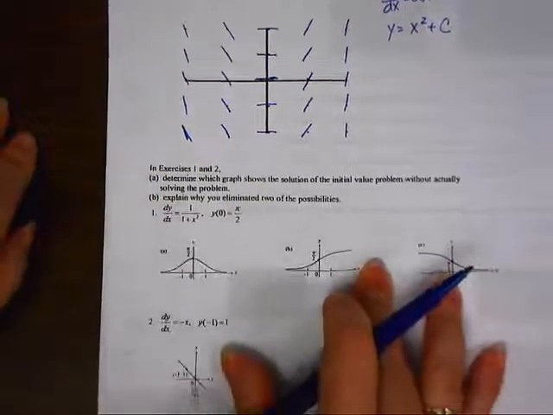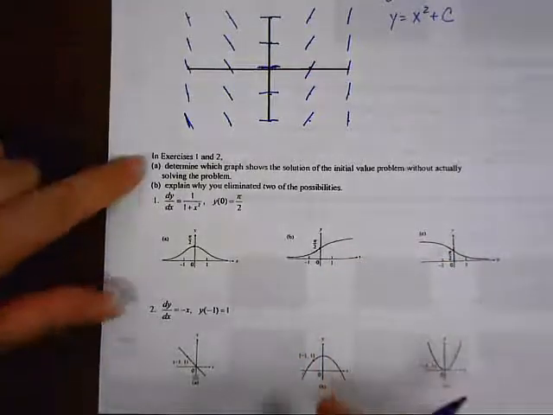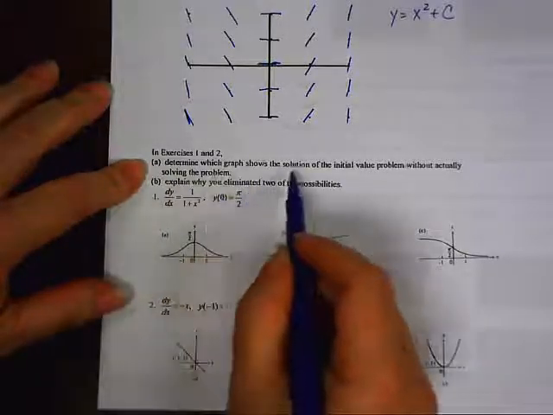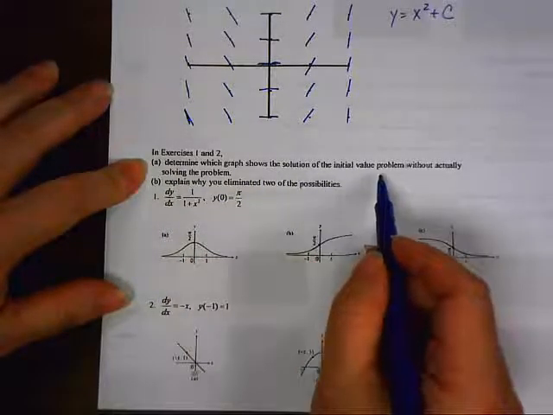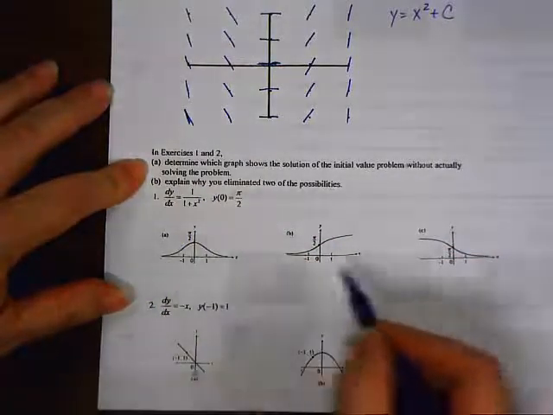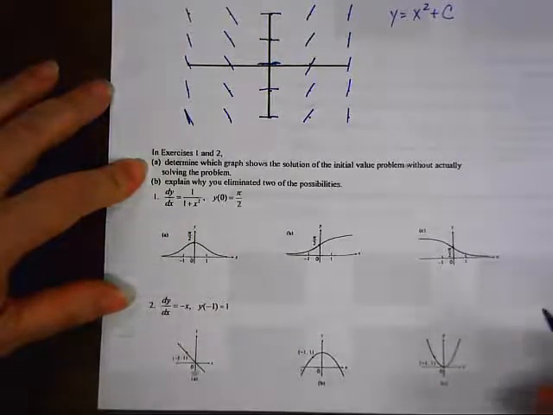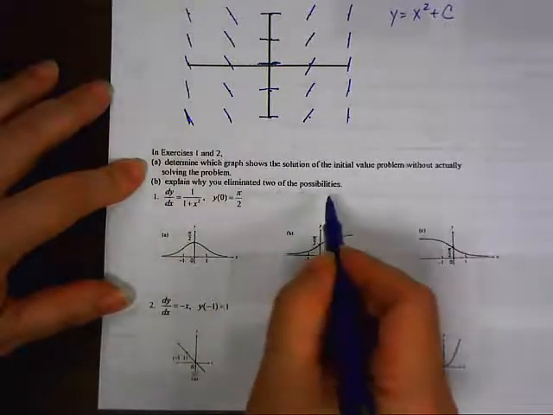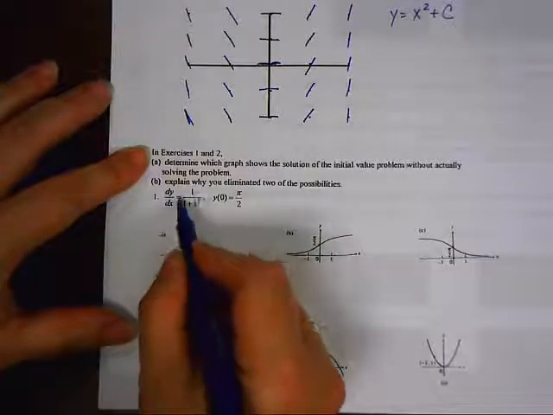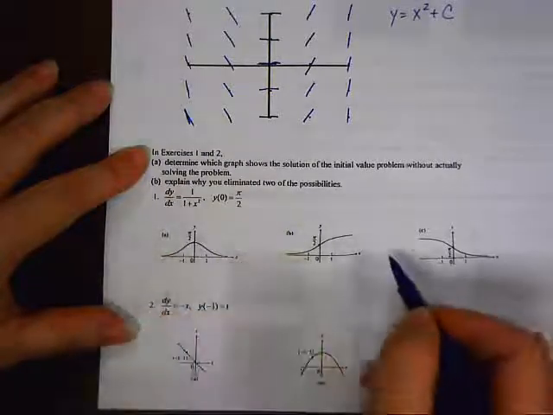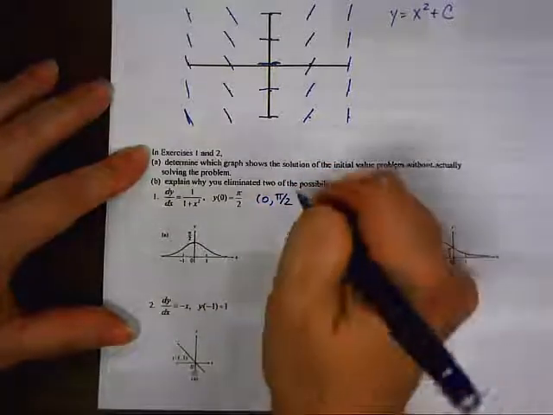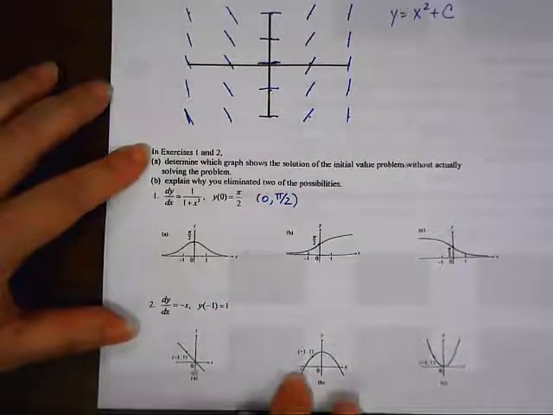Now, we're going to look at some application problems that deal with slope fields. Let's look at the bottom. It says in exercises 1 and 2, first determine which graph shows the solution of the initial value problem without actually solving the problem. In other words, they don't want you to separate the variables. Just look at the 3 graphs and figure out which one is the correct answer. Explain why you eliminated the other 2. Okay? So here's what we're going to do. The slope is calculated with this formula at all the points on the curve, and it goes through the point (0, pi over 2). Now, do you see the point (0, pi over 2) on all 3 of these graphs?